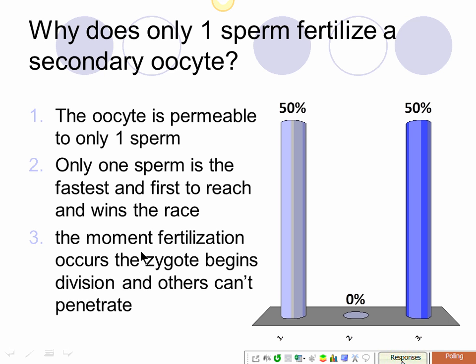Okay. The zygote doesn't begin to divide as soon as fertilization occurs. It waits. There's a resting period, it waits for 30 hours. Remember, I just said, it is because the oocyte is permeable to only one sperm.